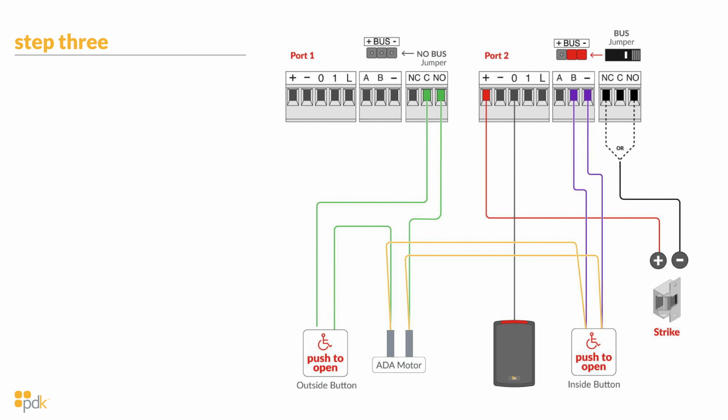So you'll see the strike is tied in as a basic strike setup. We have it tied into the positive and most typically into the normally open of the PDK relay with that jumper on the negative and bus. So we have a full circuit on the strike when the relay is activated. Now there's still some programming that needs to be done, because as it currently stands, if we hit that inside button, it's going to activate the ADA motor, but we don't have any programming in place to release the strike at the same time. So we need to release that strike and port 1 at the exact same time.